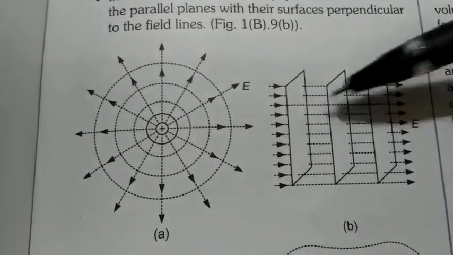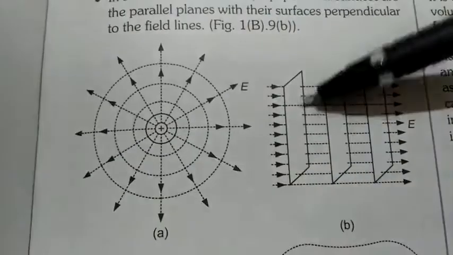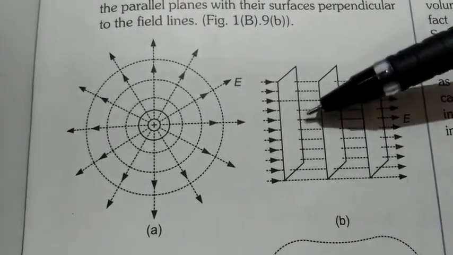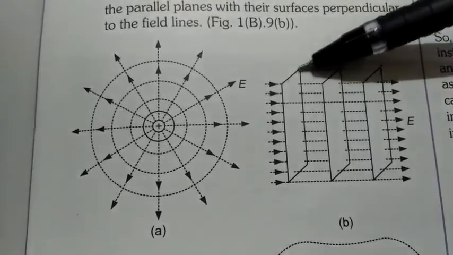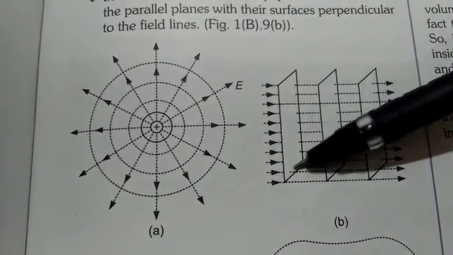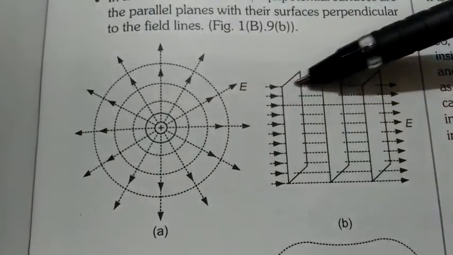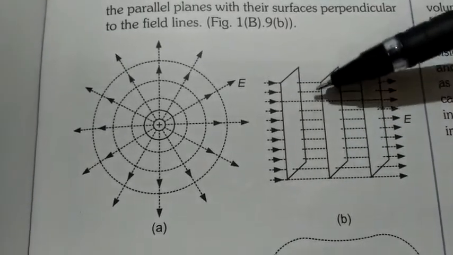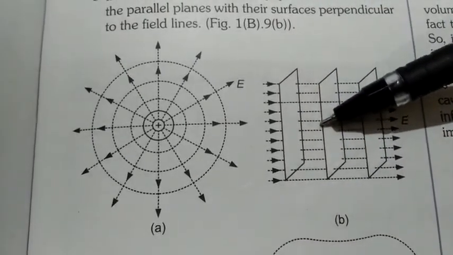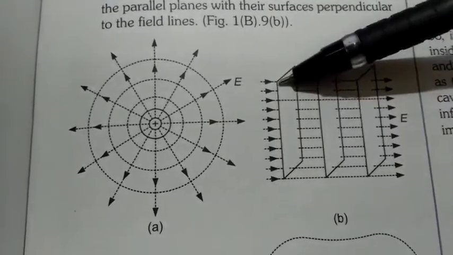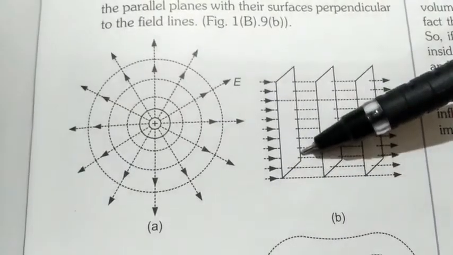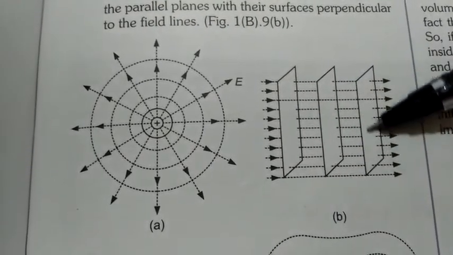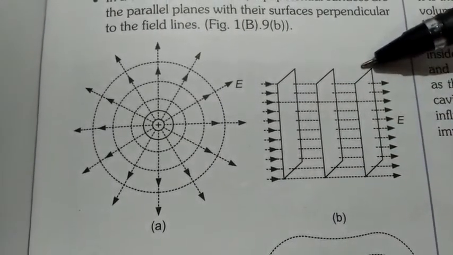You can see these lines are parallel. That means here the field is uniform. In the uniform electric field, the equipotential surfaces will be like a plane sheet, like parallel plane plates. And as we have already proved that theta equals 90 degrees, that means the equipotential surfaces are perpendicular to the field. So you can see this is the direction of the field and this is the direction of the surface, perpendicular to the field.